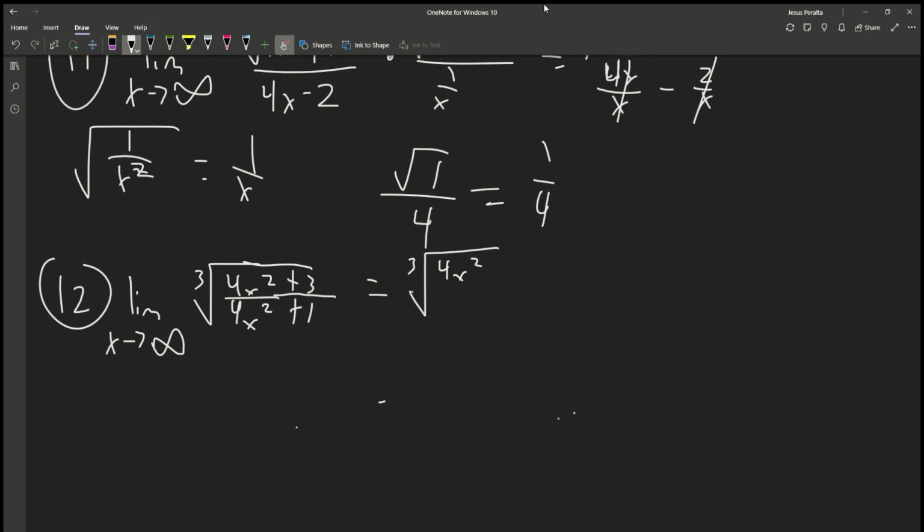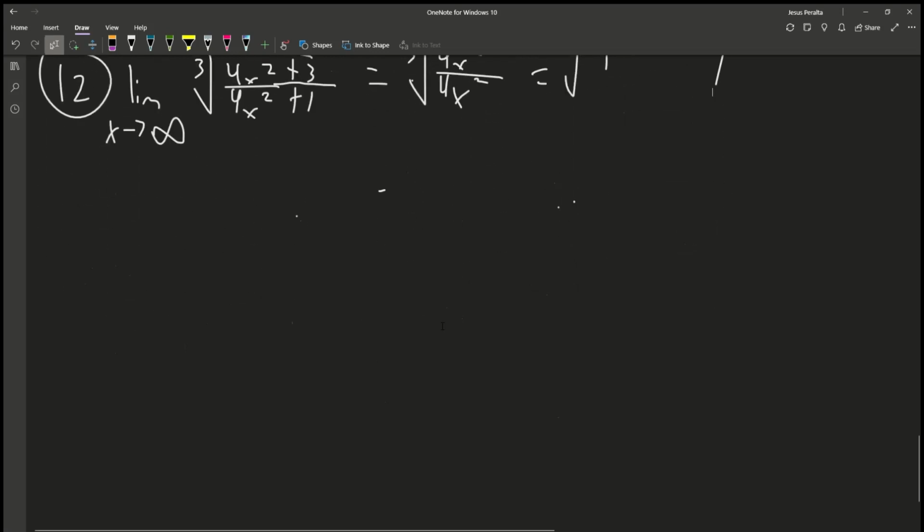Okay, sorry for the inconvenience. All right, let's get back into this. So we have 4x squared. This becomes the cube root of 1, which is obviously 1. And if we look at our answer sheet, number 12, yes, it's 1. So, moving on.